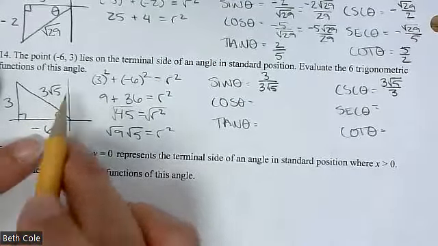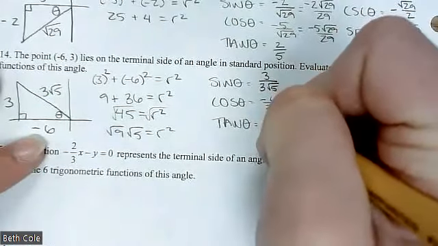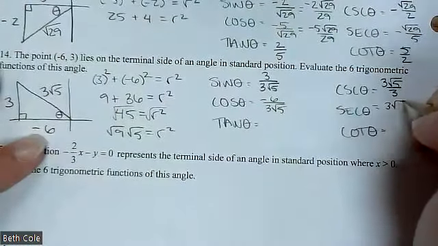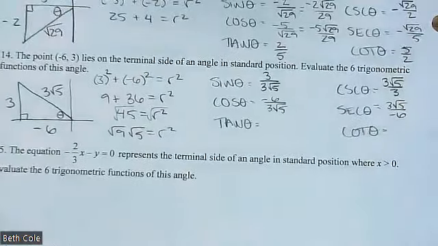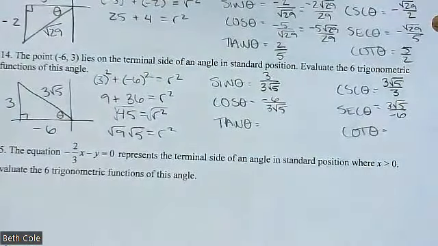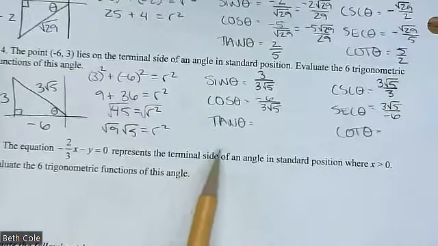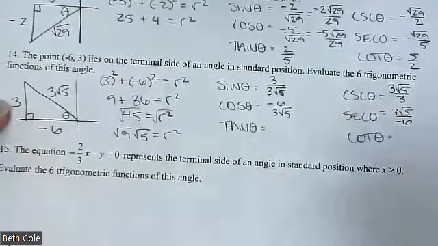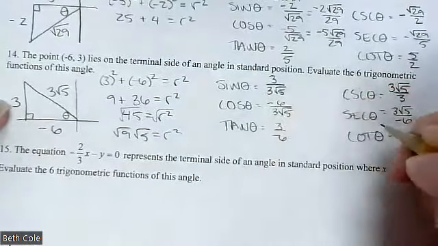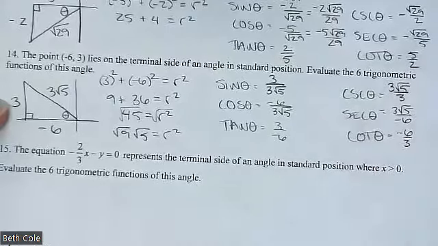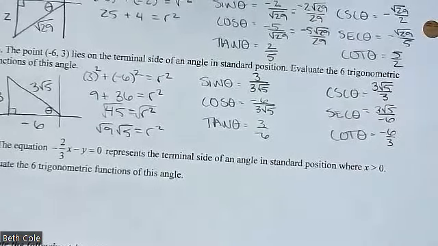Cosine would be adjacent over hypotenuse. So -6 over 3 square root of 5. And then secant, you just flip it over. And then tangent would be opposite over adjacent. So 3 over -6. So it'd be -6 over 3. I think all of those are going to have to reduce in some capacity.